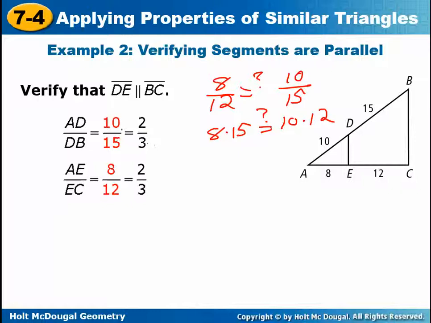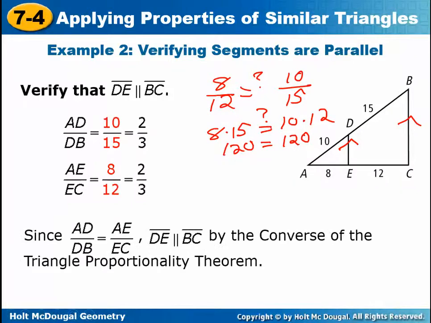So in this case, 10 over 15 equals 2/3. 8 over 12 also equals 2/3. So therefore, these two lines are parallel. Or you could say 8 times 15, that's 120. 10 times 12 is 120. So because the cross products are true, it's a true proportion, and therefore the lines are parallel. Two different ways to go about that.